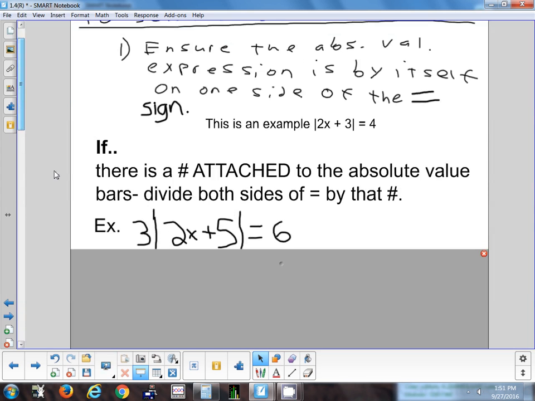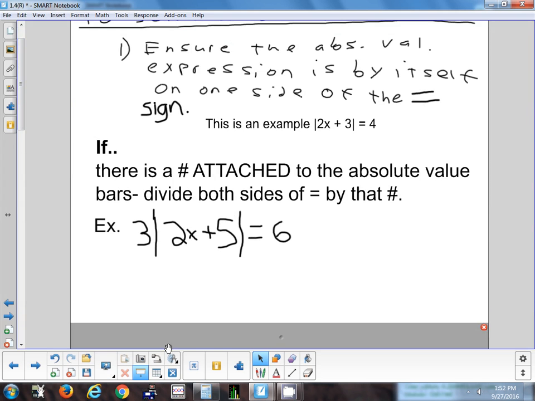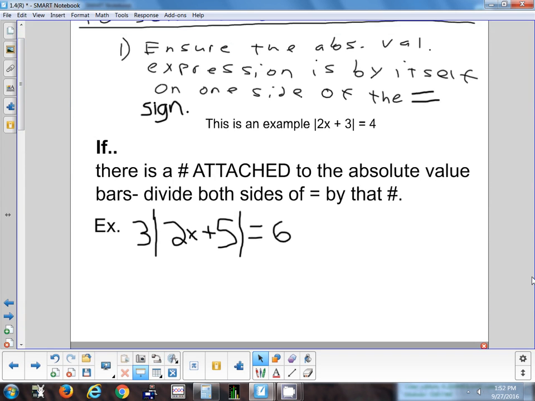The first bullet that says if. So, if there's a number attached to the absolute value bars, divide both sides of the equal sign by that number. So if you have a number attached to it, here's your example. 3 absolute value 2x plus 5 equals 6. Right? So now the problem is we have something attached to the absolute value. It's not by itself on that side of the equal sign. So we can't go ahead and solve it yet. We're not at that point.